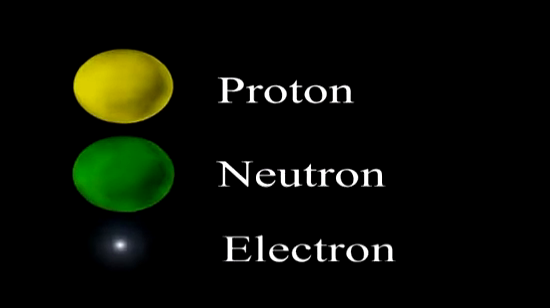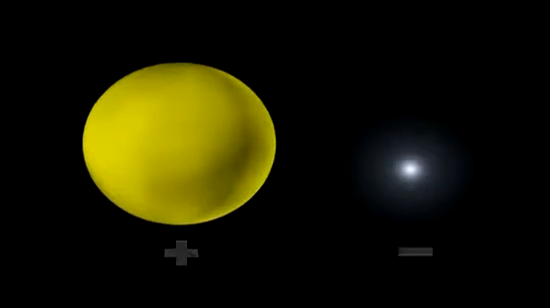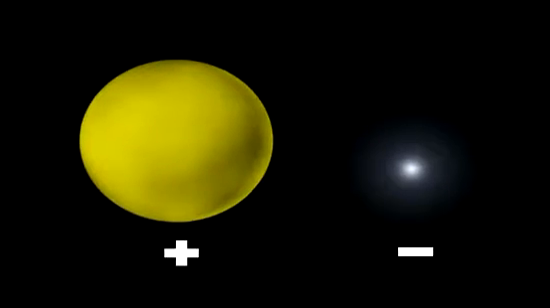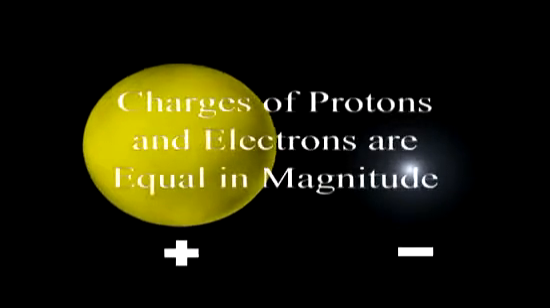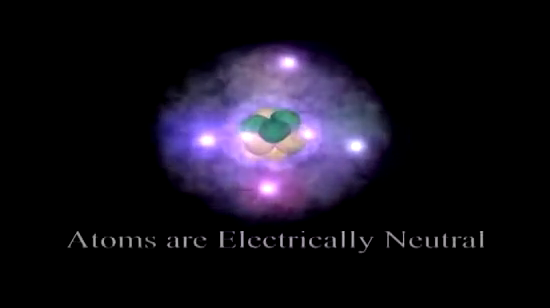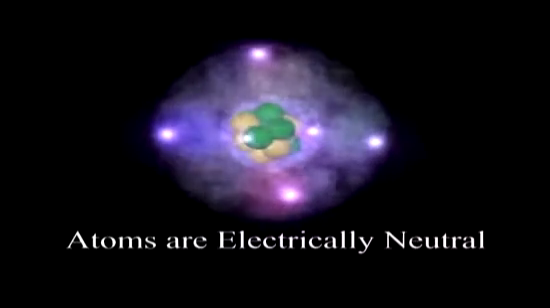Protons and neutrons each have a mass approximately 1,836 times greater than that of electrons. However, in spite of the huge difference in mass between protons and electrons, their electrical charges, though opposite, are equal in magnitude. As atoms have equal numbers of protons and electrons, they are electrically neutral.